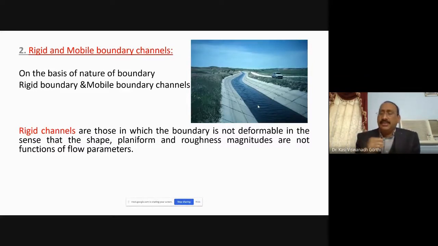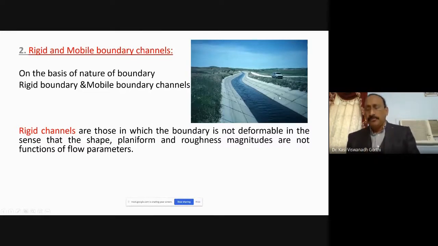Because of this erosion, the shape of the canal at different sections would be changed. But in this case, in the figure which is shown here, this is all a very rigid surface. It is not simple at the embankment. It is a rigid surface which is provided. So irrespective of the velocity of water in the canal, the shape would not change. That means the boundary is not deforming.